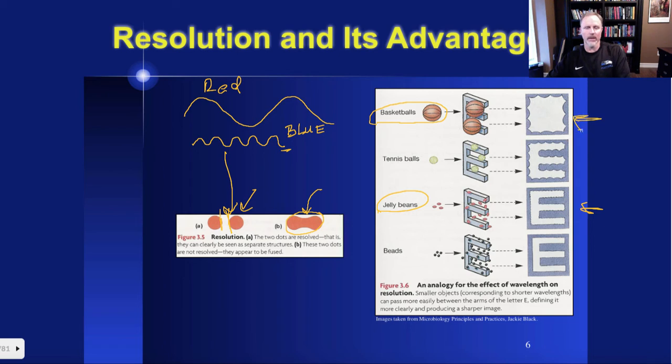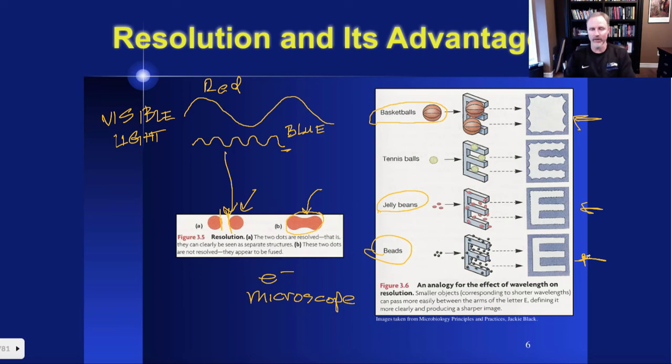Okay, and when we use electrons as the beam instead of visible light, so this over here would be visible light, and this would be like in a light microscope. And then if we used these beads, this would be like an electron microscope. These electrons have a very, very short wavelength, which is why we get such a very, very high resolution right here. Okay, very high resolving power.